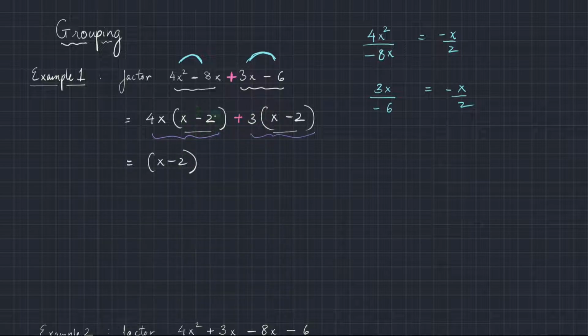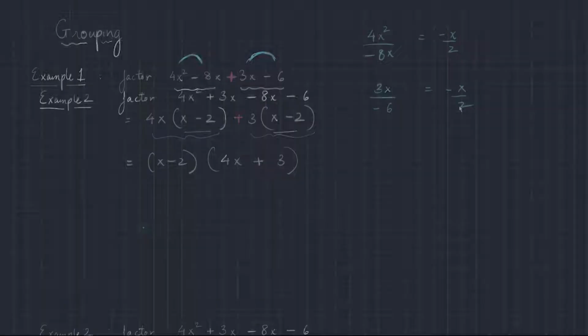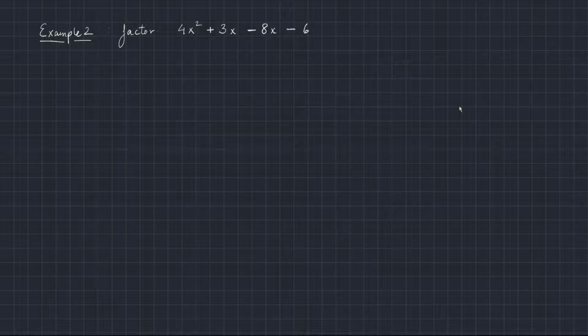Factoring out an x minus 2 from the first term, dividing 4x times x minus 2 by x minus 2, we just have 4x, plus dividing 3 times x minus 2 by x minus 2, we have 3. And we have successfully factored this expression by grouping. Let's try a similar example to the previous one.